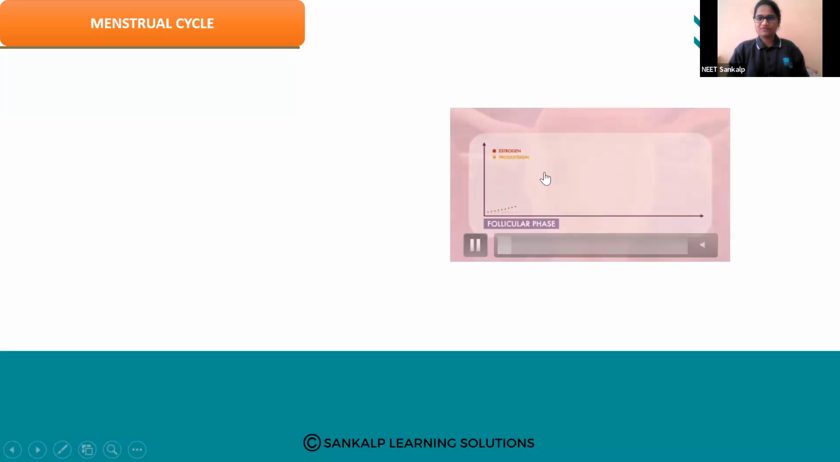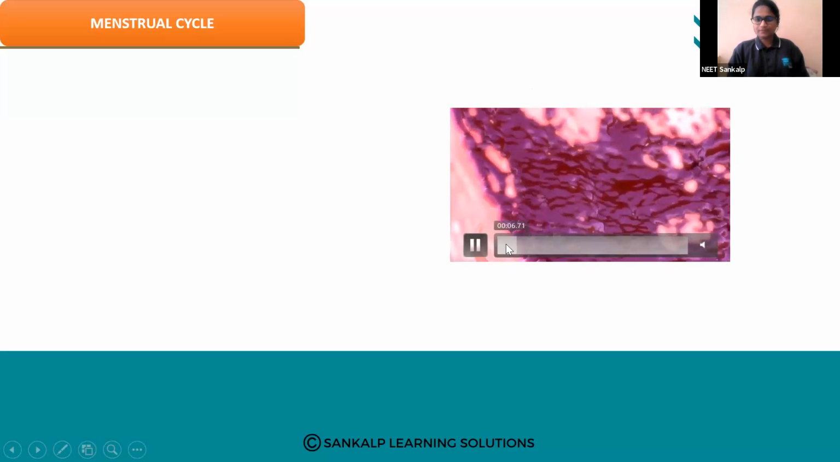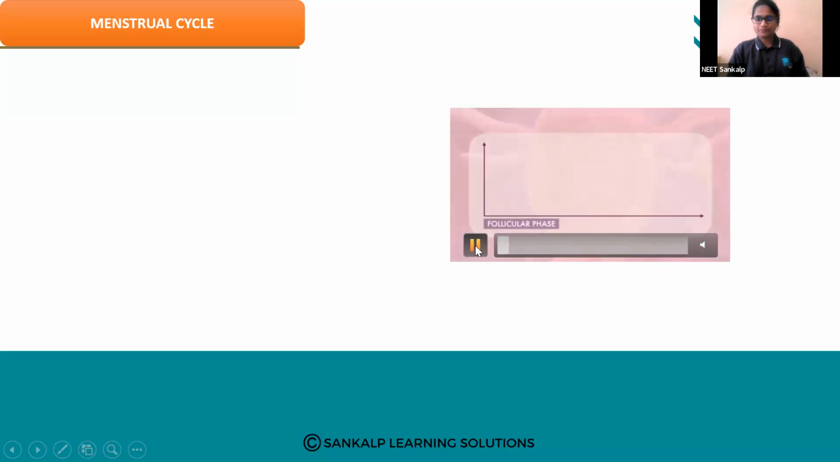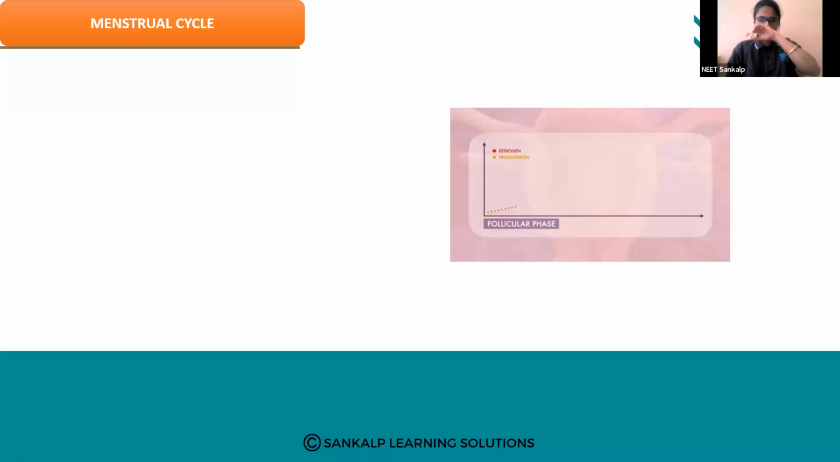This is the follicular phase. The red color one is estrogen. Yeah. So the red color one is there, no? It is estrogen, the red dot. The yellow color one is there, no? It is progesterone. And this is the first phase, that is the follicular phase. So first, progesterone and estrogen both are at low levels, right? Observe it.